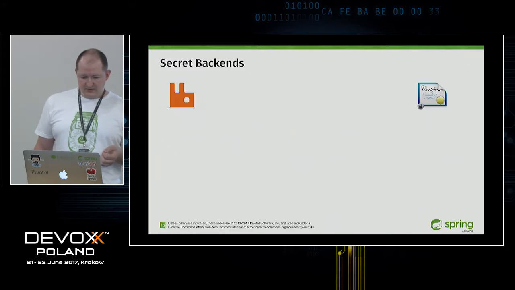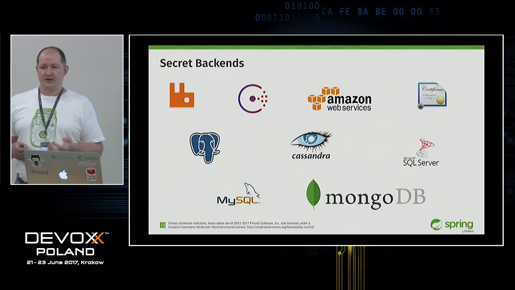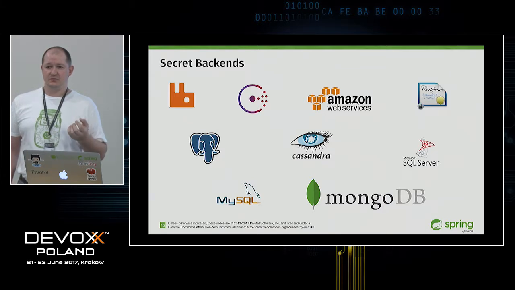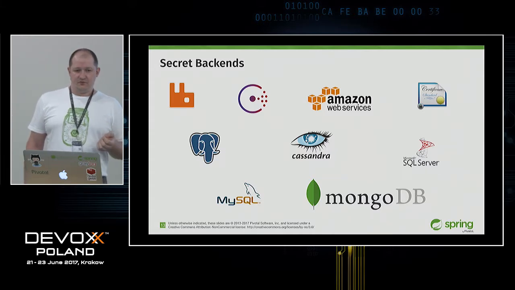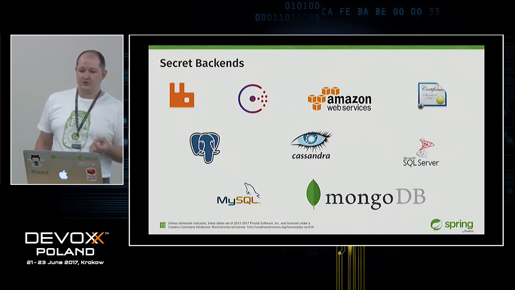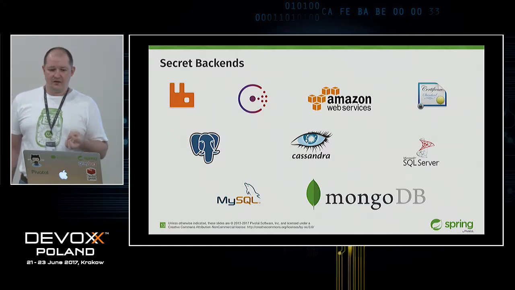So let's take a deeper look at what secret backends mean. Well, we have that generic secret backend that does encryption and decryption with AES 256 for you on the fly. But Vault also has integrations into other systems like RabbitMQ, Consul, AWS. It has a PKI backend, database backends. And what this basically means is that you are able to generate credentials for these services using Vault.